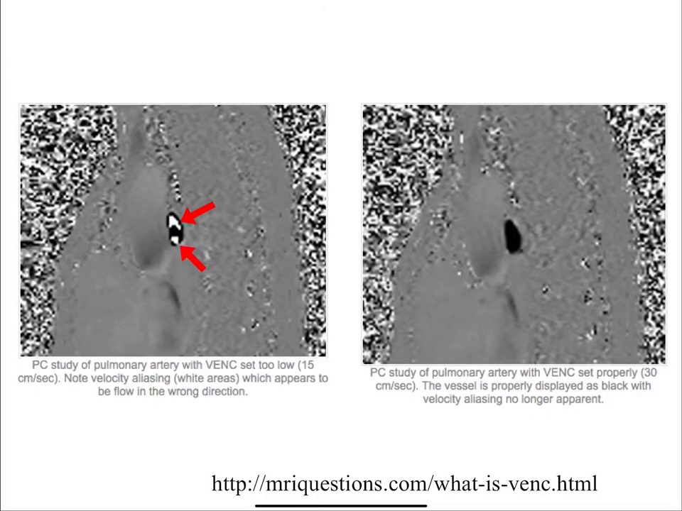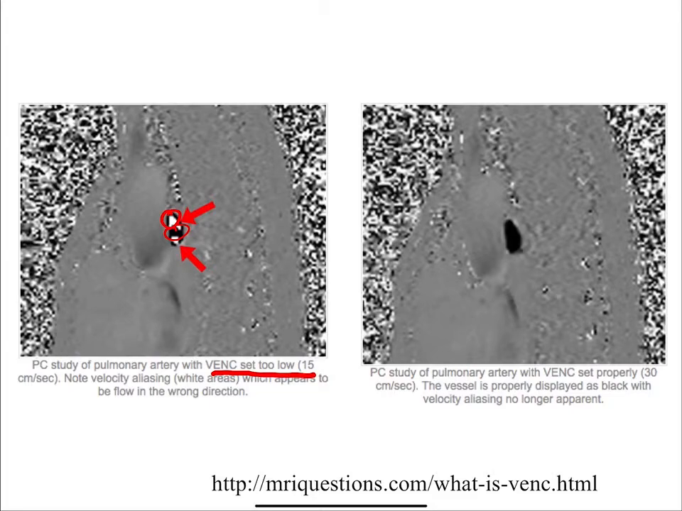And so this is an example of aliasing in the pulmonary artery where the vanc was set too low. They set it at 15 centimeters per second. So what happened was that it looks like blood is going in two directions. There's the white part and there's the black part. And if you didn't know that, you would think that maybe there's some weird turbulence in this vessel. Maybe we need to do surgery on this guy. He's about to die.